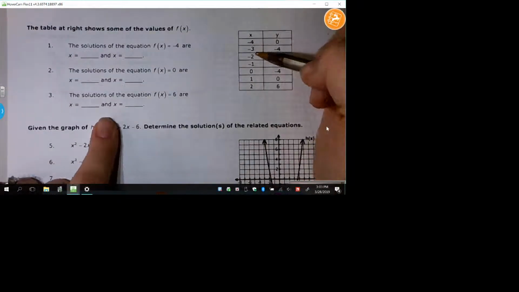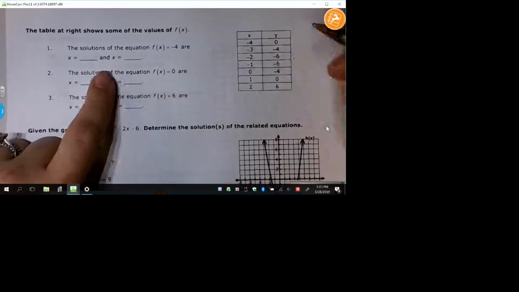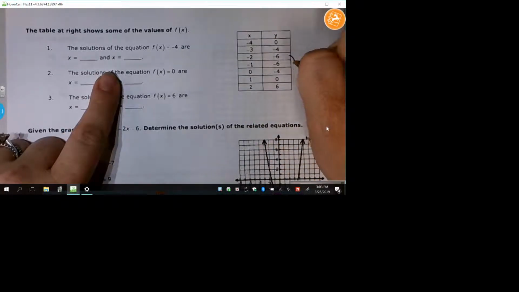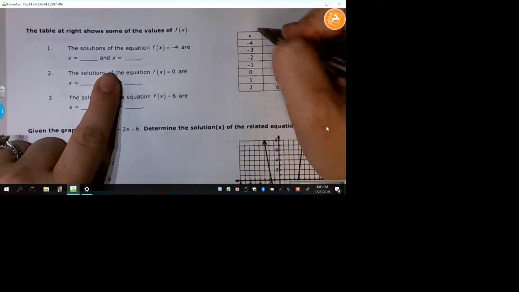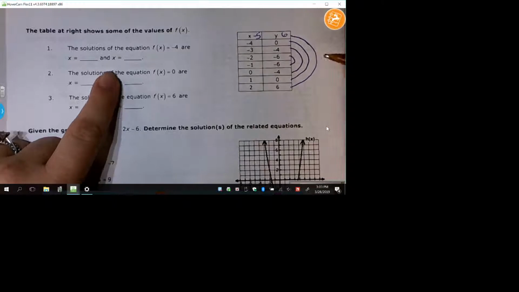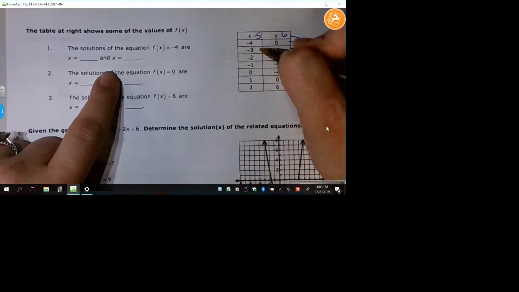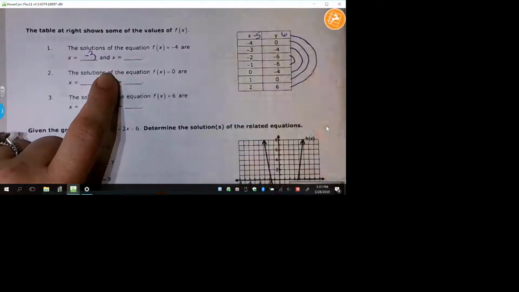The table at the right shows some of the values of f of x. I want you to remember the rainbow. Negative 6 matches negative 6. Negative 4 matches negative 4. 0 matches 0. Which means 6 is here, so 6 will also be whatever comes here. And this is all counting by 1, so this would be negative 5. So negative 4 is at negative 3 and 0. Remember, these are symmetric pairs because they have the same y.